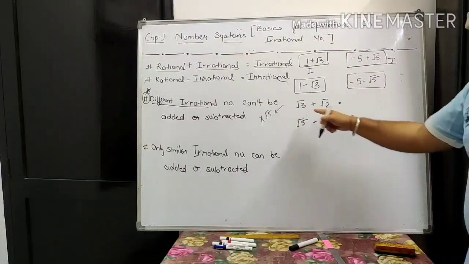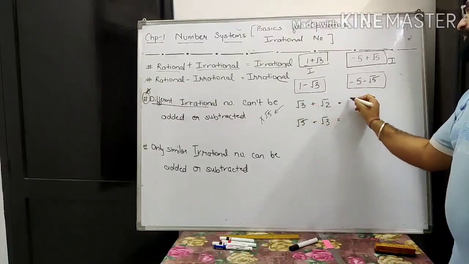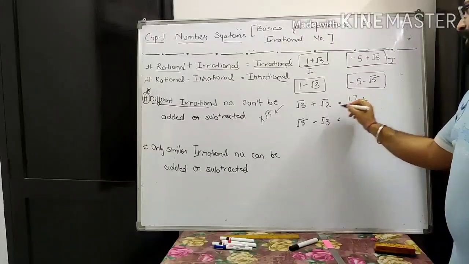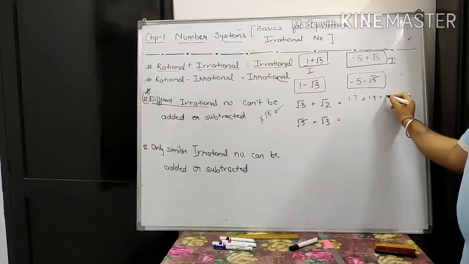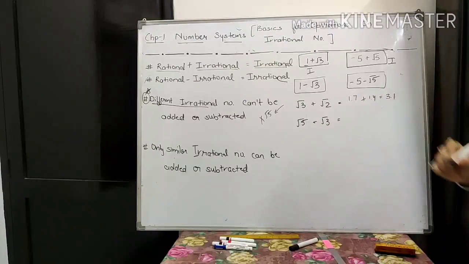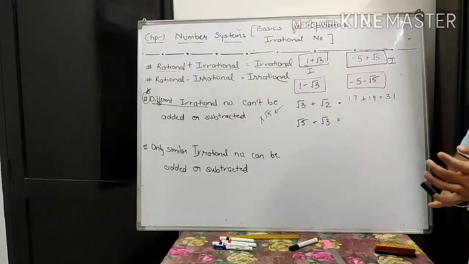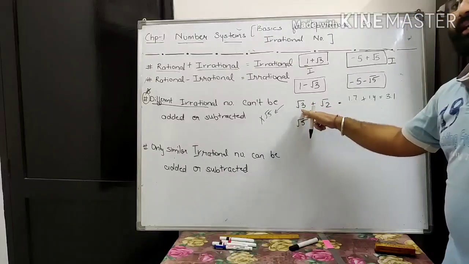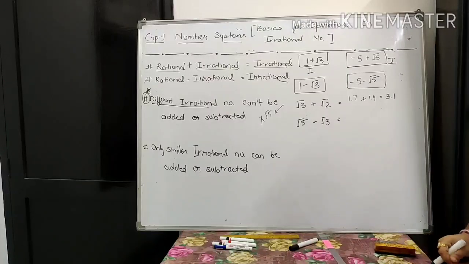But how can you solve this? Again, you are supposed to take the approximate value. The approximate value for under root 3, let us say, is 1.7, and the approximate value for under root 2 is 1.4. If you add these, you will get 3.1. This is the approximate value for the addition of two different irrational terms. So never simply add the digits inside the under roots when you have two different irrational terms.